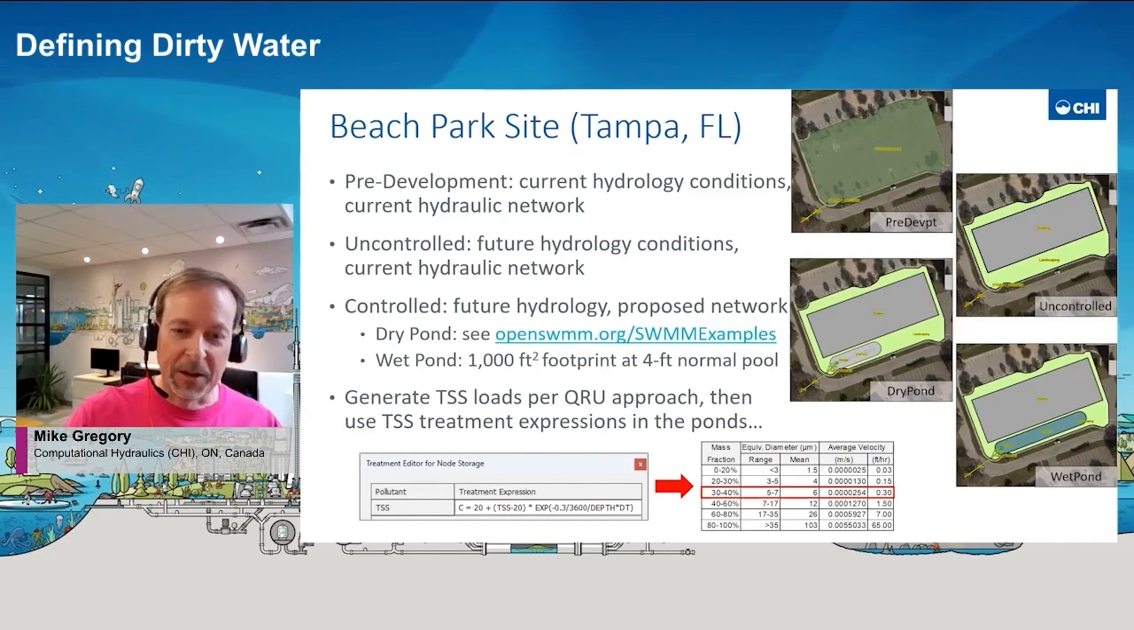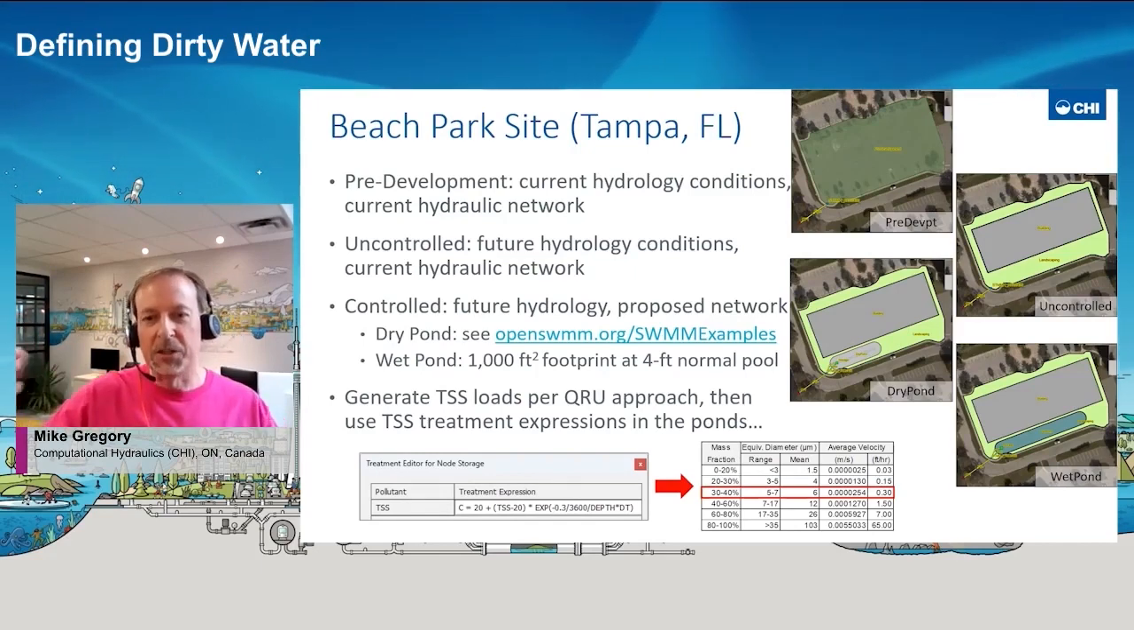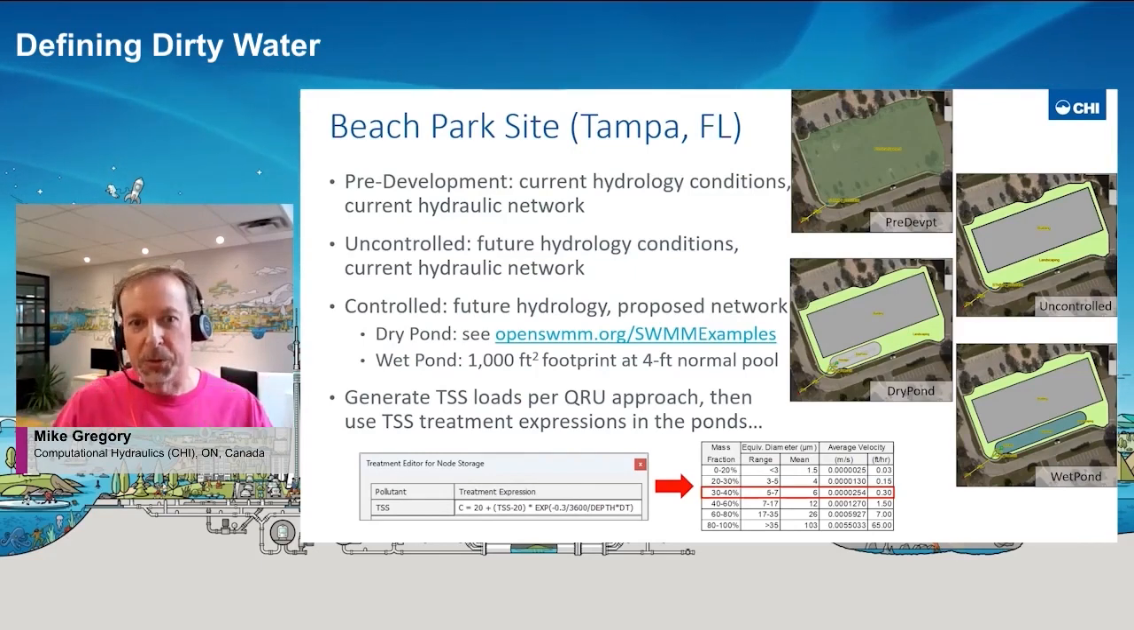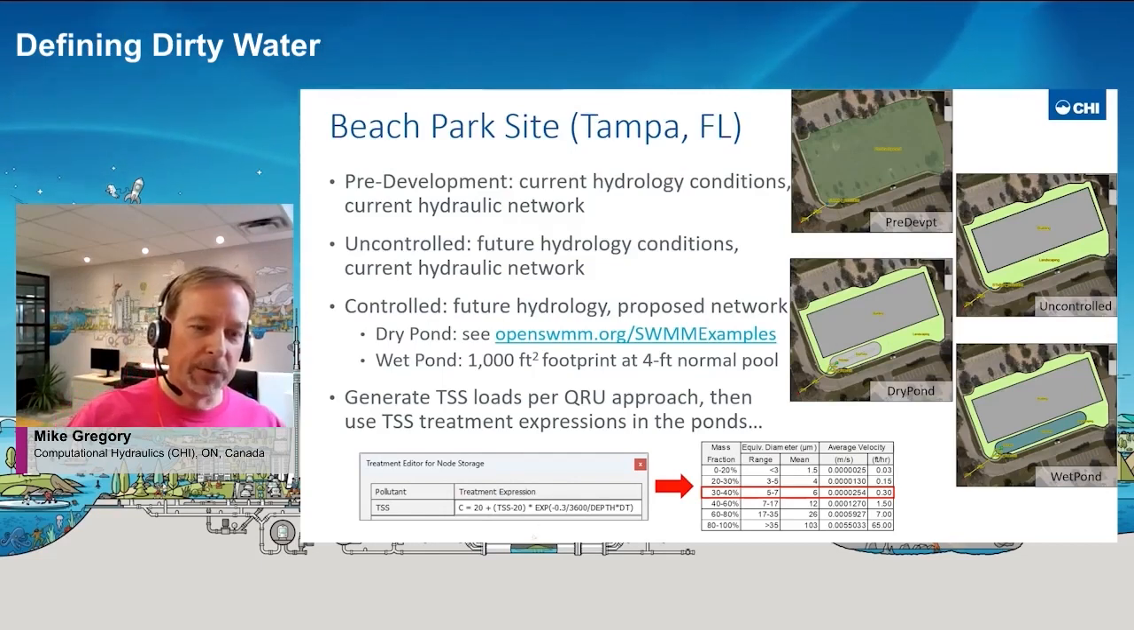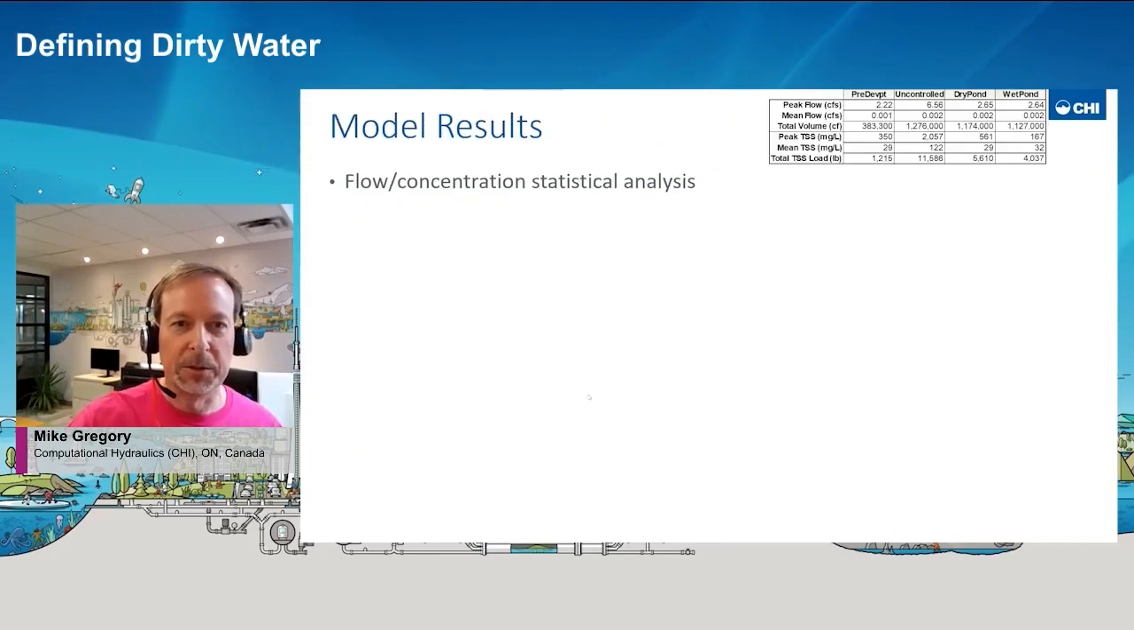Ideally, I should look at all mass fractions, model them individually, and then put them back together to find out the true average annual TSS pollutant removal. In any case, this is just to show you how this works.